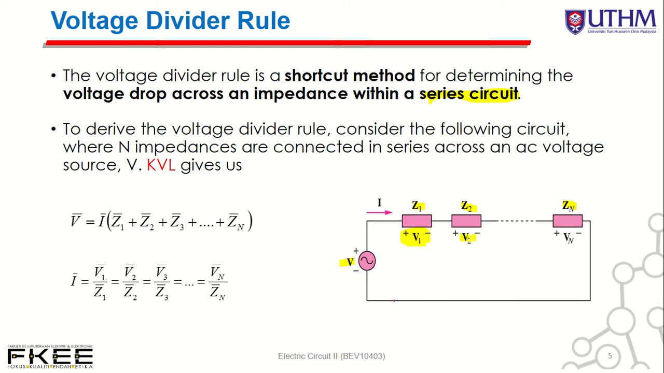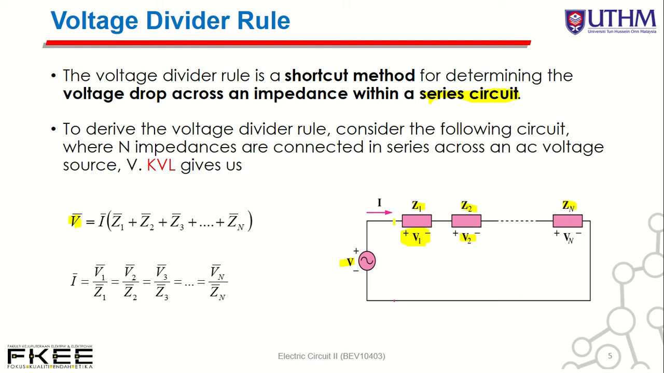First of all, we try to derive the equation of the voltage divider rule. Let's say we have a series circuit. Our supply V equals I, because the current through Z1 equals the current through Z2, until the current through Zn, times the total Z. Is it correct? Because V equals IZ1 plus IZ2 plus until IZn. So this is the equation of V.